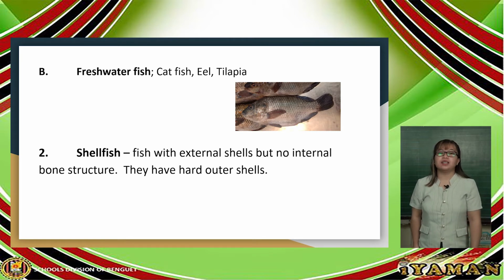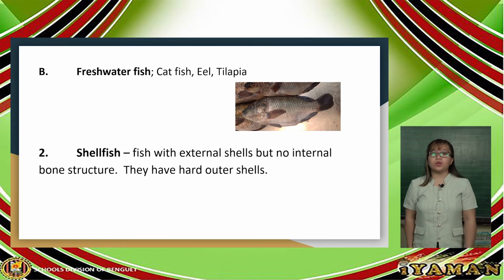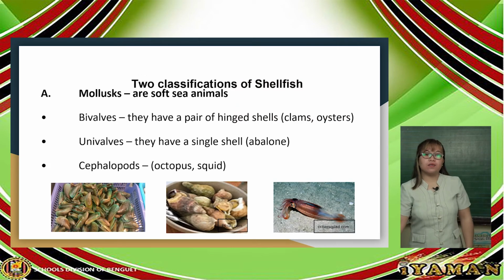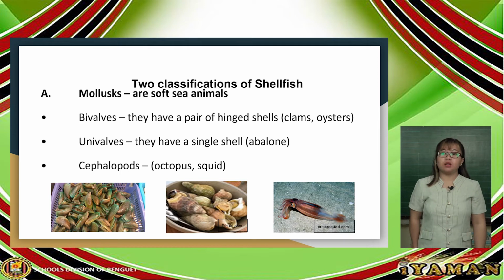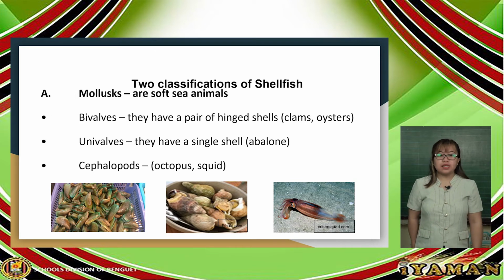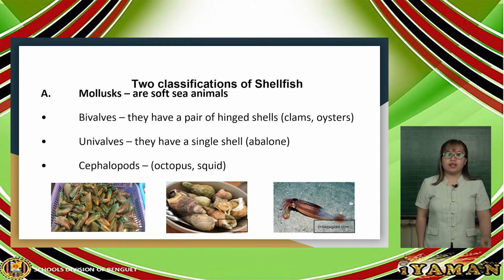Another, we have shellfish, fish with external shells but no internal bone structure. So the other one has a bone structure and this one does not. These have harder outer shells. We have two classifications of shellfish. Letter A is mollusks, which are soft animals. An example you said a while ago is the clams. In letter A, there are three classifications. We have bivalves, which have a pair of hinged shells. Examples of that are clams and oysters.